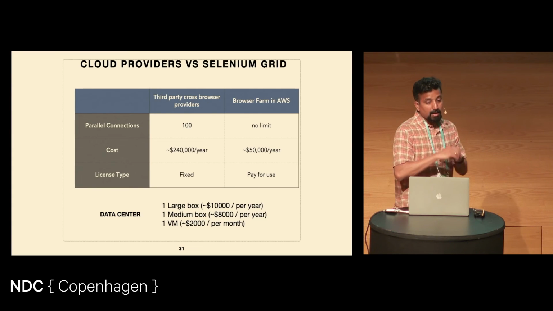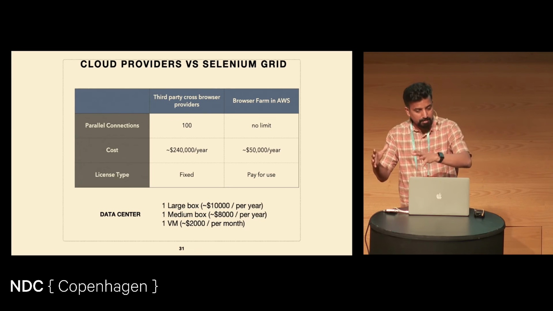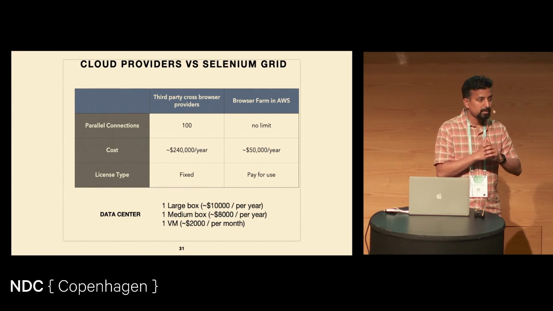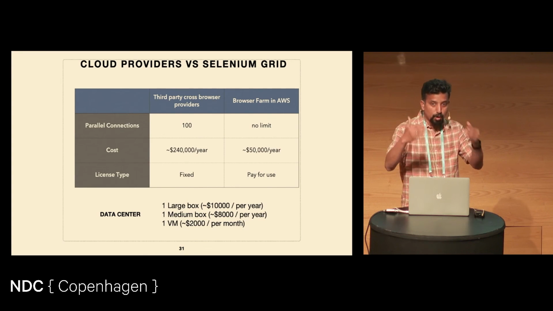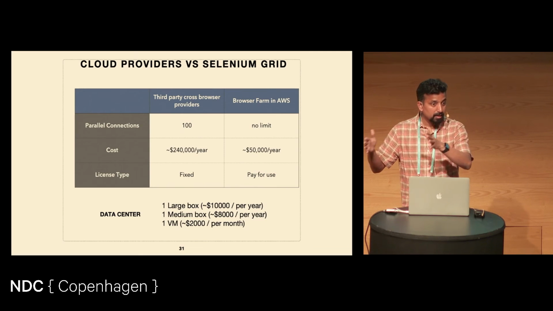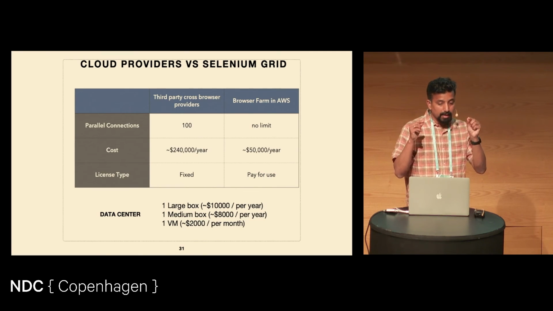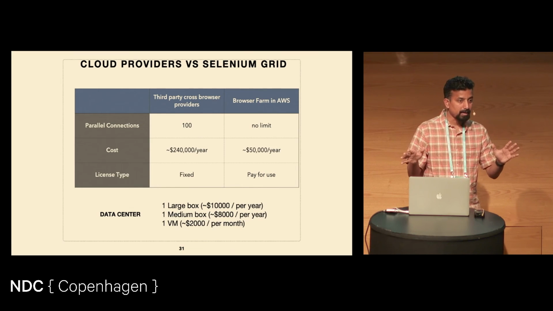This is a comparison of cloud providers versus Selenium Grid. Imagine you want to have 100 parallel connections, right? It will cost you around $240,000 per year upfront if you go for an enterprise license. And it means whether you use it or not, that money is gone. You already paid that money. You're not going to get it back.